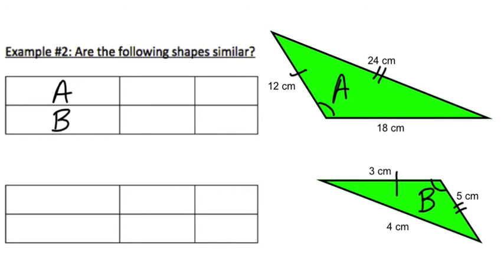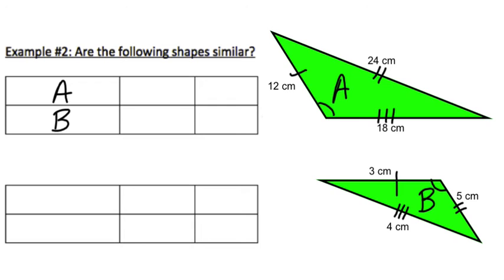Now I know the picture isn't very accurate. Pictures can be deceiving, so always look at the actual measurements that are given. And then finally, the medium side length is 18 on triangle A, so I'll give that 3 lines. And then the middle side length on triangle B is 4 centimeters, so I'll put 3 little lines there. So I'm going to set up my proportion box.